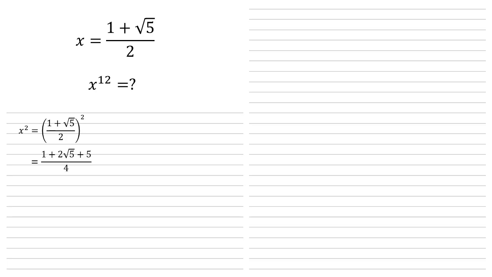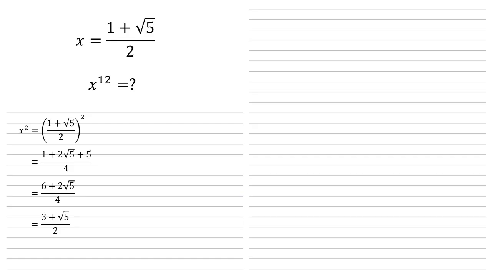So squaring the top, we end up with 1 times 1 is 1. We end up with 2 lots of 1 root 5, so 2 root 5. And we end up with the root 5 squared, so 5. And then we also square the bottom, so 2 squared is 4. Bringing the like terms together on the top, we get 6 plus 2 root 5 over 4. But we can see that all of those terms are multiples of 2 now. So let's simplify down. So we end up with x squared is 3 plus root 5 over 2.